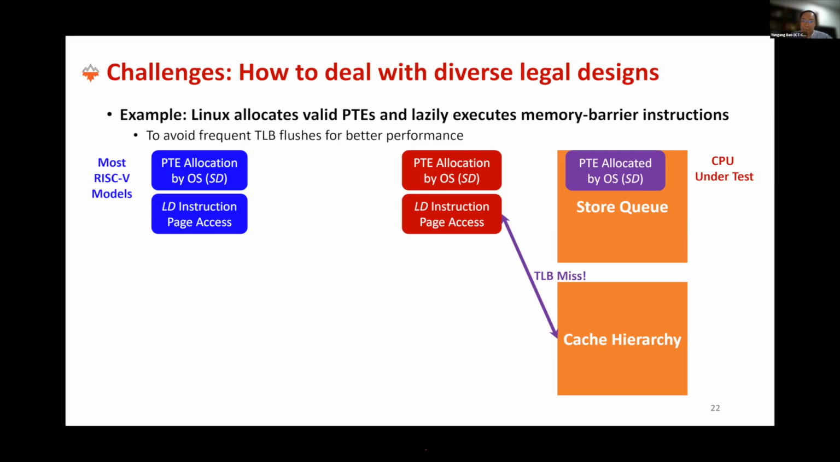Then next, if the CPU executes a load instruction to access a page, for the left path it's legal, and the data is updated to the CPU pipeline. But for the right path, since the new page table is not updated to the cache, a TLB miss occurs, and then the CPU has to deal with the TLB miss and even the page fault exception.